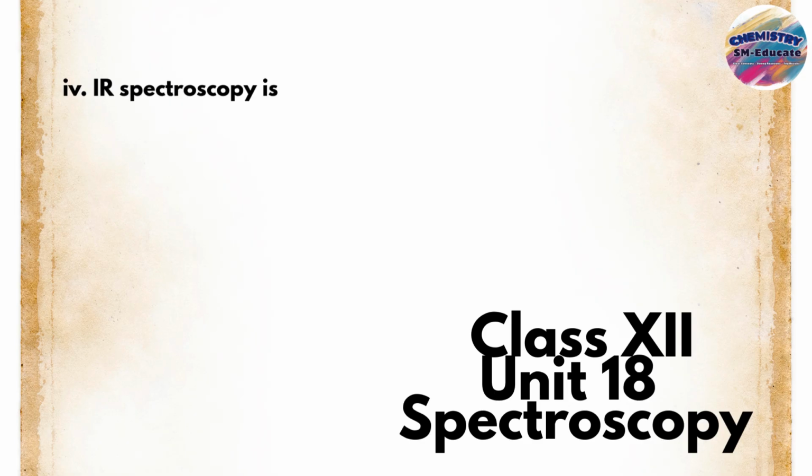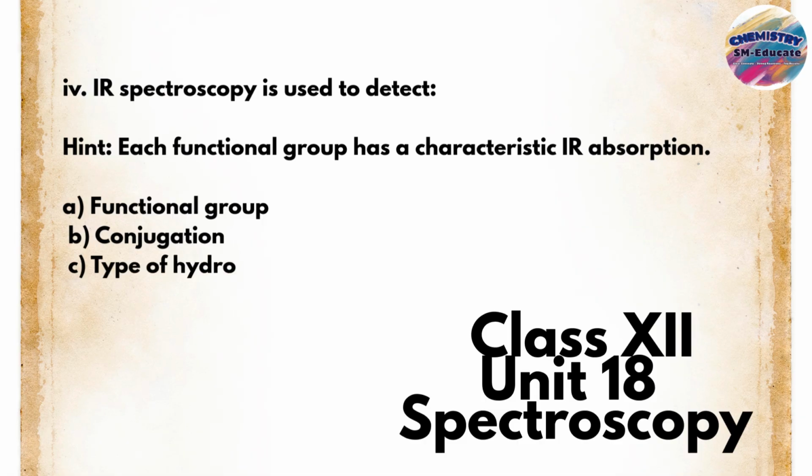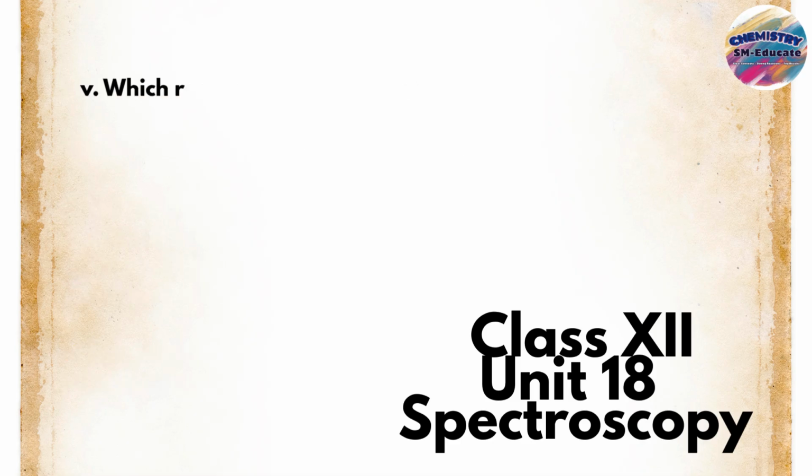4. IR spectroscopy is used to detect. Hint: each functional group has a characteristic IR absorption. A. Functional group. B. Conjugation. C. Type of hydrogens. D. Number of rings. Correct answer: A. Functional group.